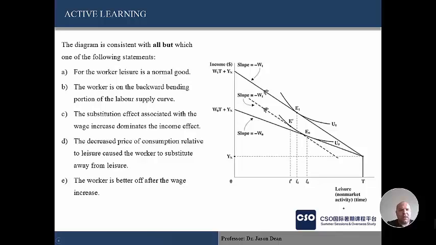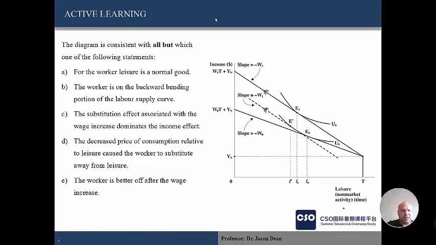Okay, next question. So we have a similar diagram here on the right, and the diagram is consistent with all but which of the following characteristics? Okay, A, for the worker, leisure is a normal good. B, the worker is on the backward bending portion of the labor supply curve. C, the substitution effect associated with the wage increase dominates the income effect. D, the increased price of consumption relative to leisure caused the worker to substitute away from leisure, and the worker is better off after the wage increase.